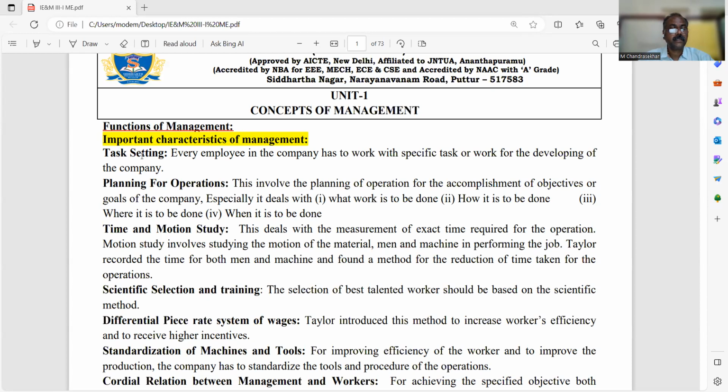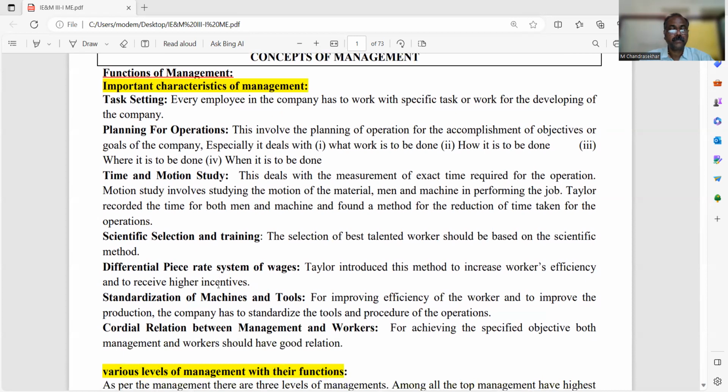Under the important characteristics of management, we have the various tasks: task setting, planning for operations, time and motion study, scientific selection and training, differential piece rate system of wages, standardization of machines and tools, and the relation between management and workers. We will discuss one by one. First one is task setting. Every employee in the company has to work with specific tasks or work for the development of the company.